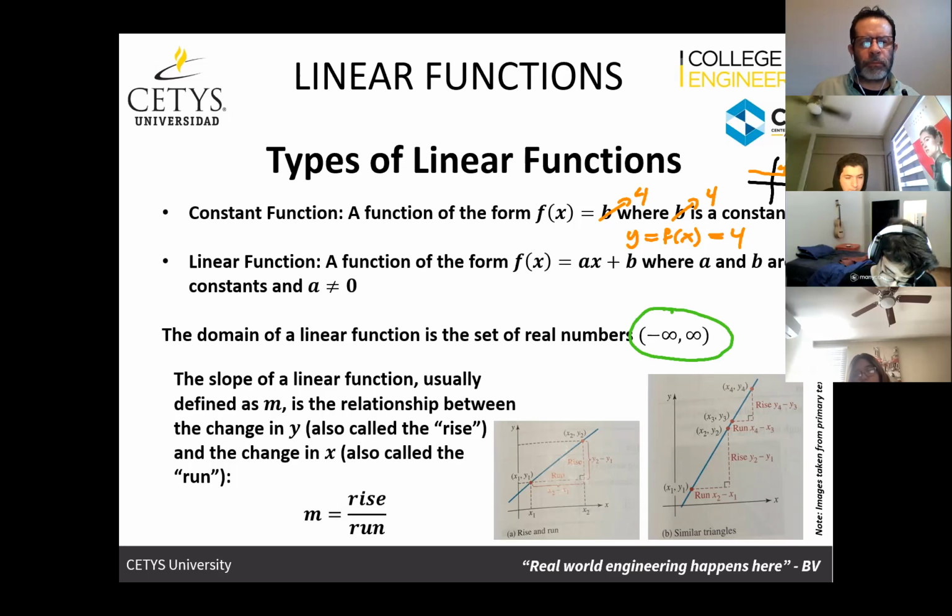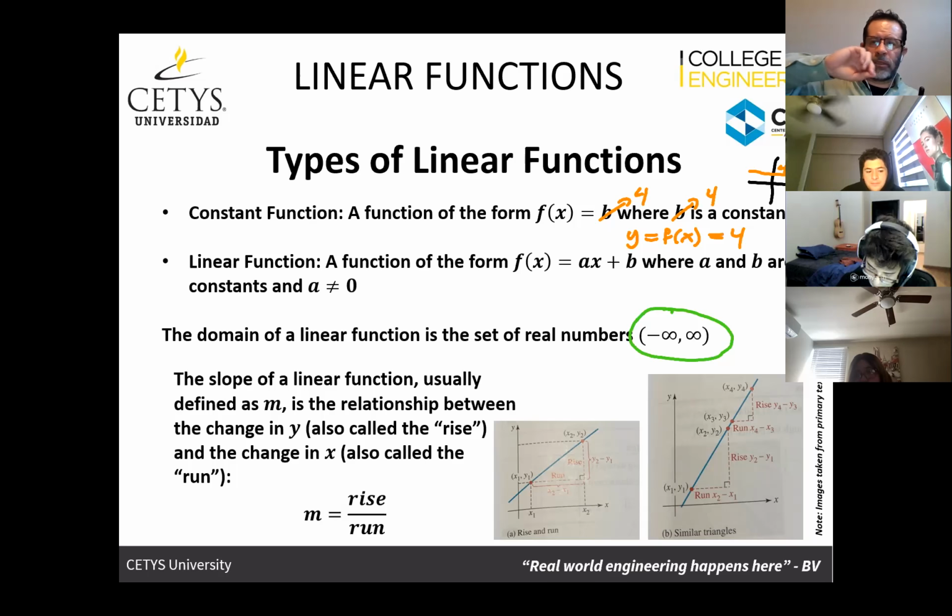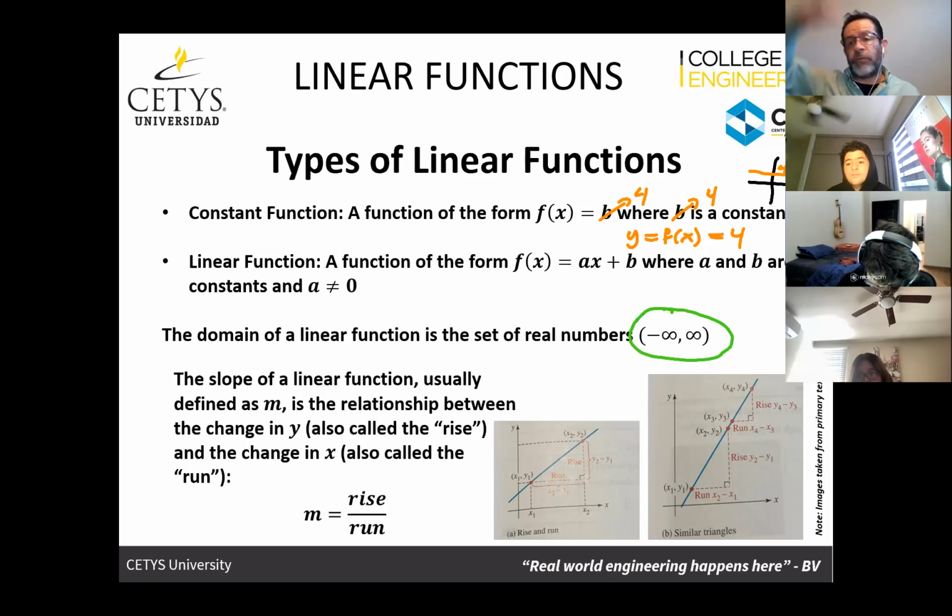Question. Let's see, Daniel. If the domain of the linear function is from -∞ to ∞, what do you think the range of the linear function is? It would be from -∞ to infinite. Correct. The graph is a line, and the line horizontally goes from -∞ to infinite. Vertically, it will go from -∞ to infinite as well.